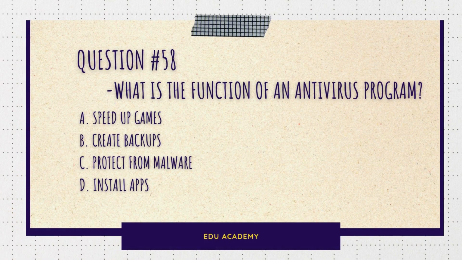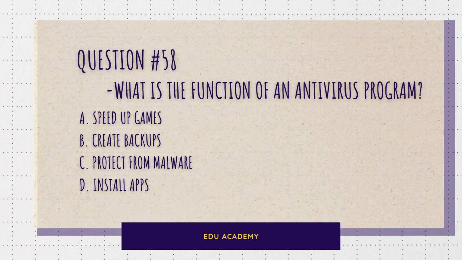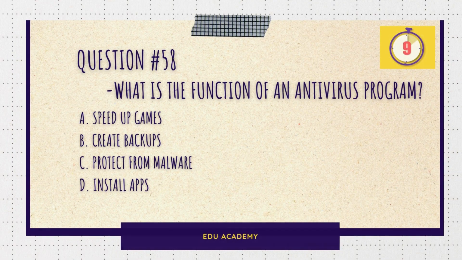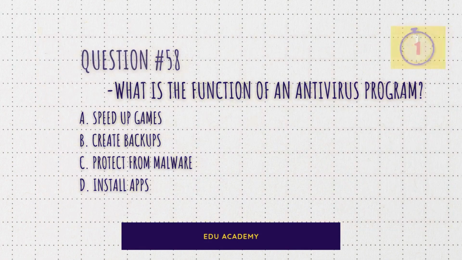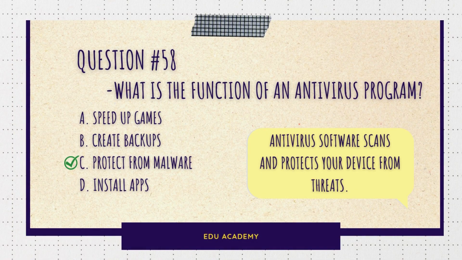Question 58. What is the function of an antivirus program? A. Speed up games. B. Create backups. C. Protect from malware. D. Install apps. You have 10 seconds. Time's up. Answer C. Protect from malware. Antivirus software defends systems against malicious software and threats.